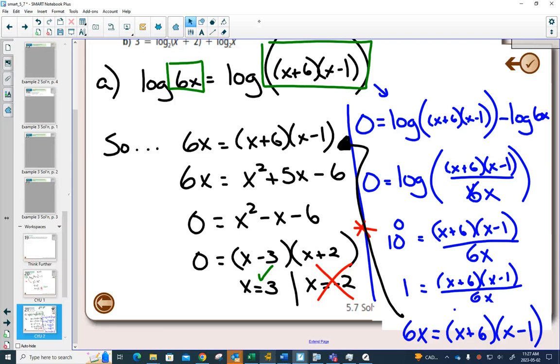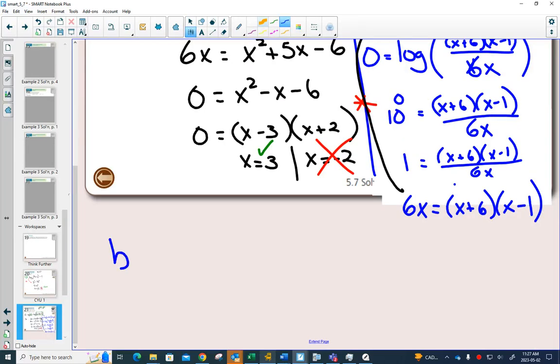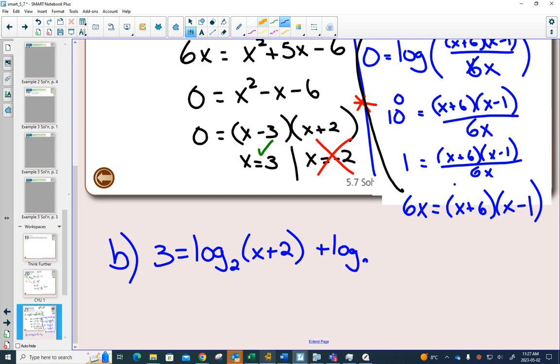Okay. So after this, you would solve it. It would be exactly the same. Let's go to part B. Part B, we start off with 3 equals log base 2 of x plus 2 plus log base 2 of x.